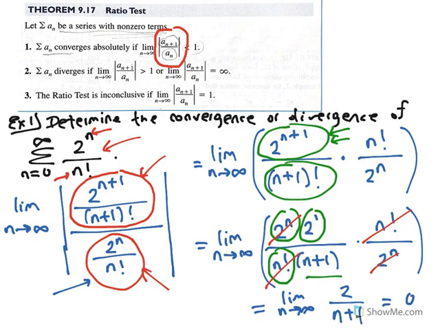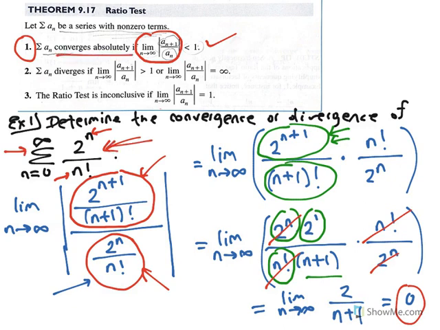And when you look here at the ratio test, we have found that our limit is less than 1, because we found that our limit is 0. And because it's less than 1, we may conclude that the series that we began with converges absolutely.